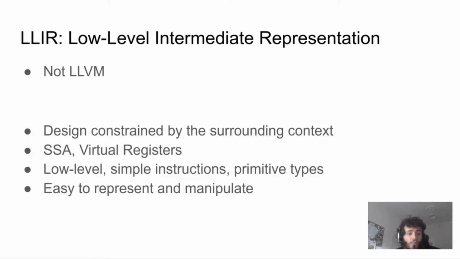LLIR is the central component of our project. It is built to be easy to optimize. It is in SSA form, has virtual registers, simple instructions, and primitive types with direct hardware equivalents. Even though it is not LLVM IR, its in-memory representation in C++ is almost identical to LLVM IR, mirroring several useful methods and reusing support libraries, including valuable functions and iterators, such as dominator reconstruction and post-order reversals.